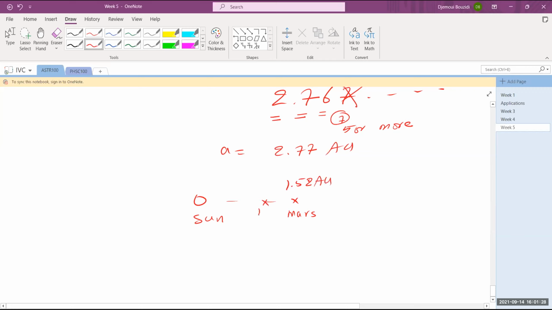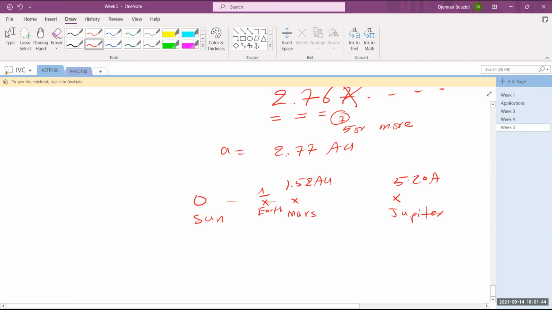The Earth is somewhere in here, 1. So that's where the Earth is. Exactly 1. Venus and Mercury are in here. Then Jupiter is at 5.20 astronomical units.